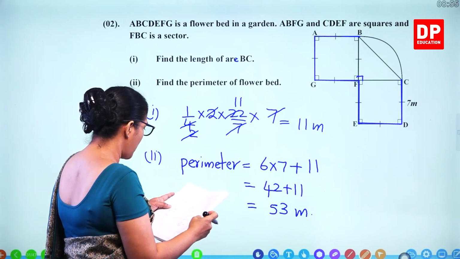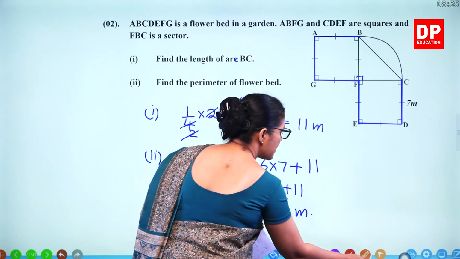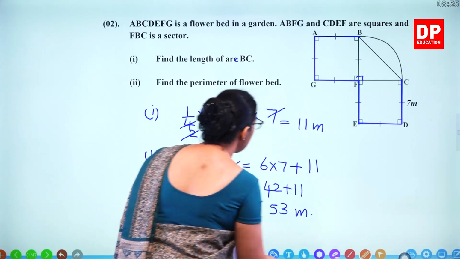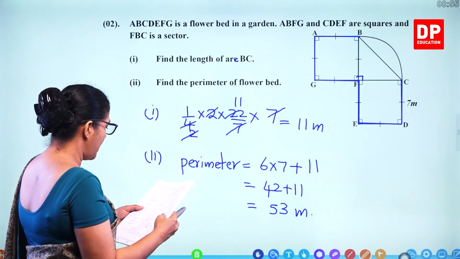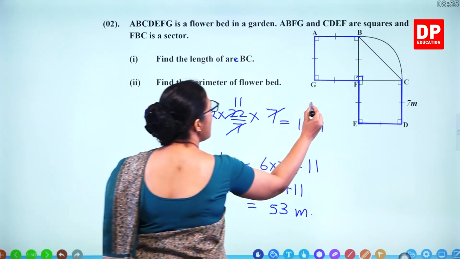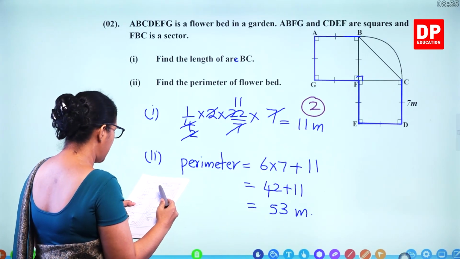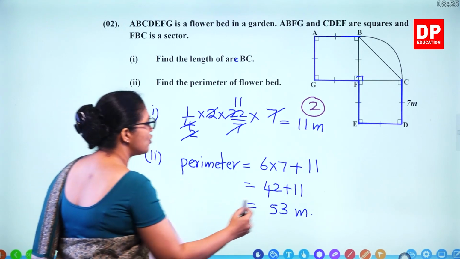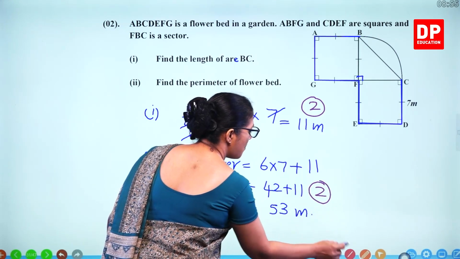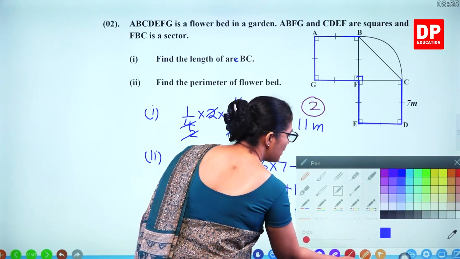So we'll check the answers and see how many marks you are getting for each step. So 11 meters, you get 2 marks here, and 53 meters, again 2 marks. So these are the marks for these two parts. So we'll do the next one.